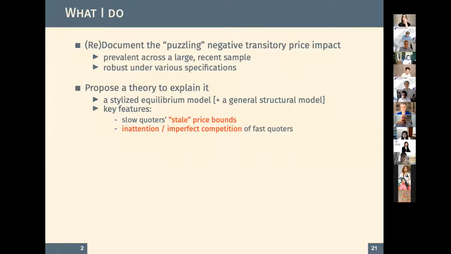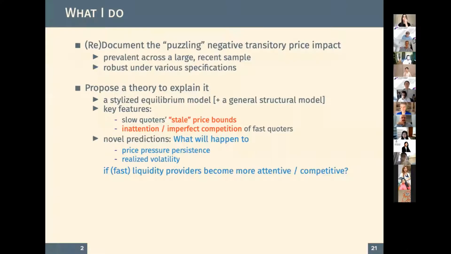The nice thing about this model is that it also generates a bunch of testable new predictions that I carry through in the data, but unfortunately, I will probably not have enough time to talk about the testing part. So again, let me try to walk you through the intuition of these predictions. Think about it now. What if the fast guys are more attentive? Basically, they are more often present in the market, and they're behaving more competitively. Is the price pressure going to be more persistent or less? Is the realized volatility going to be higher or lower?